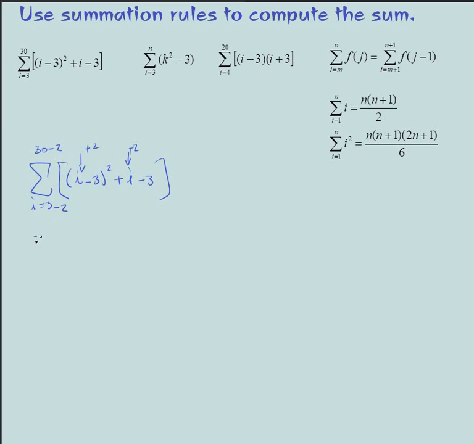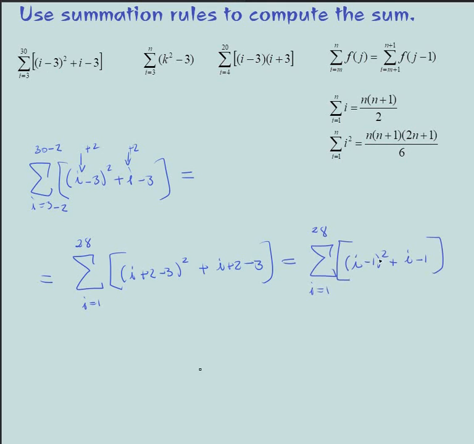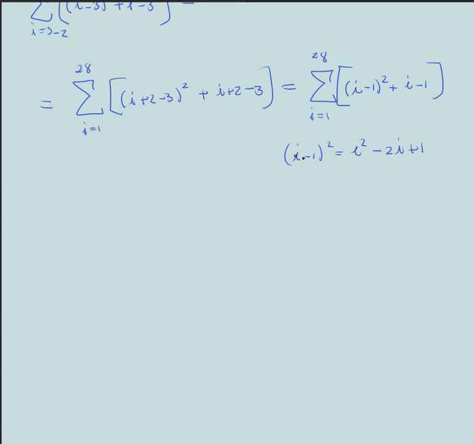So this is going to look like this: I plus 2 minus 3 squared plus I plus 2 minus 3. Now if you simplify this and this, you will get I minus 1 squared, because 2 minus 3 is going to be negative 1, and I minus 1. It was the same thing. Now let's expand this I minus 1 squared. Using FOIL, it is I squared minus 2I plus 1.